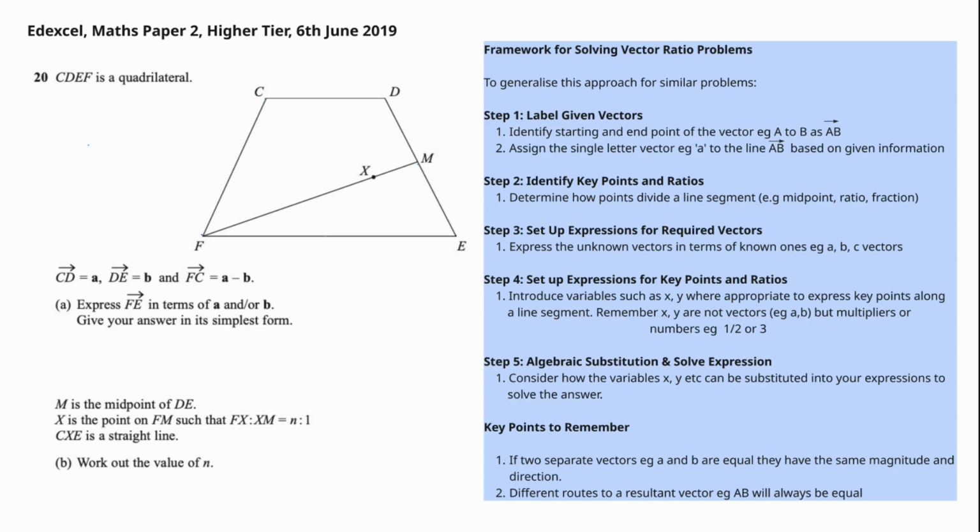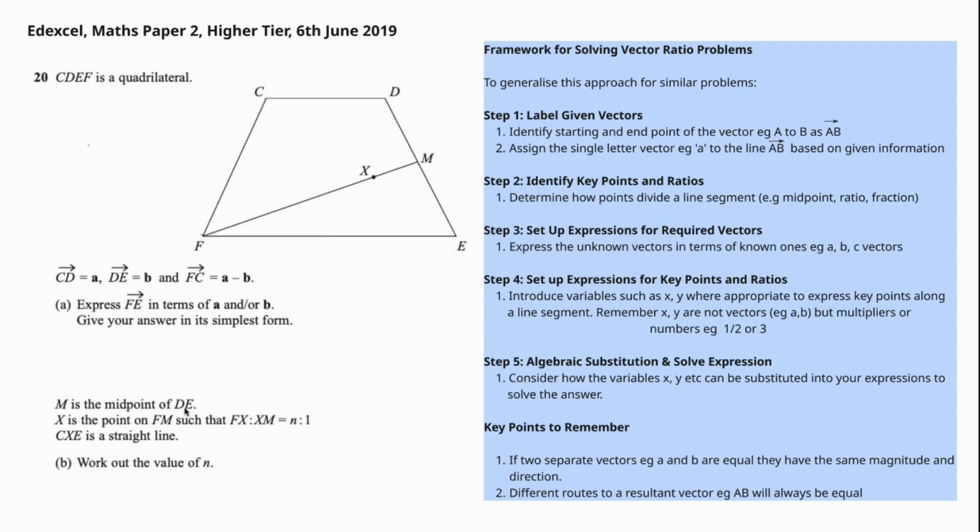So let's just read through the whole question first of all to understand what the examiner is looking for and how earlier answers in that question may be able to give us a clue how to answer later points of this question. So we are given a quadrilateral CDEF with vector points of CD, DE, FC with the associated vectors, and we're being asked to express or define vector FE in terms of a and b and give the answer in its simplest form.